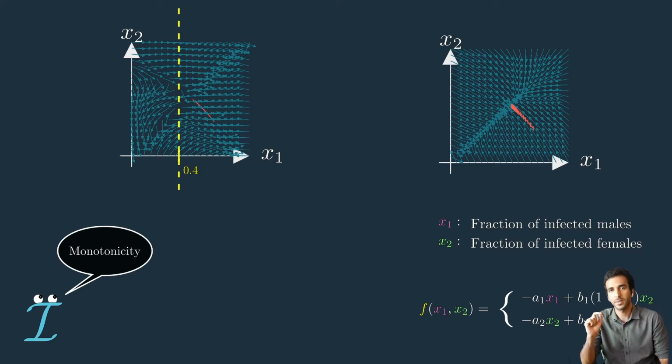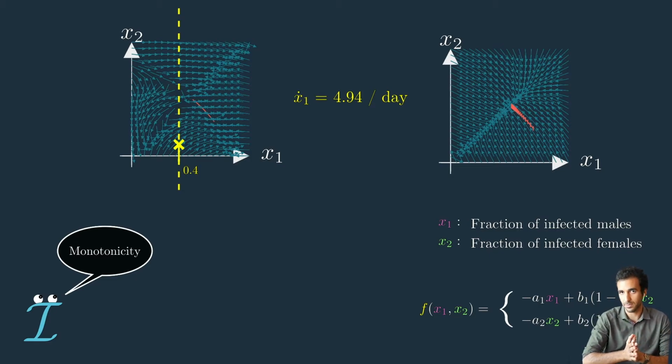And now what I'm going to do is track the rate of infection of males as I move up this vertical line. So if I'm here, there are almost no females infected in the population. And my vector field is telling me that I should expect about 5 males to be infected every day. Now, if I increase the number of infected females in the population, the vector field is telling me that almost no males should be infected anymore. And this simply does not make sense. If there are more females that carry the disease in my population, I should expect the rate of infection for males to increase, not to decrease.